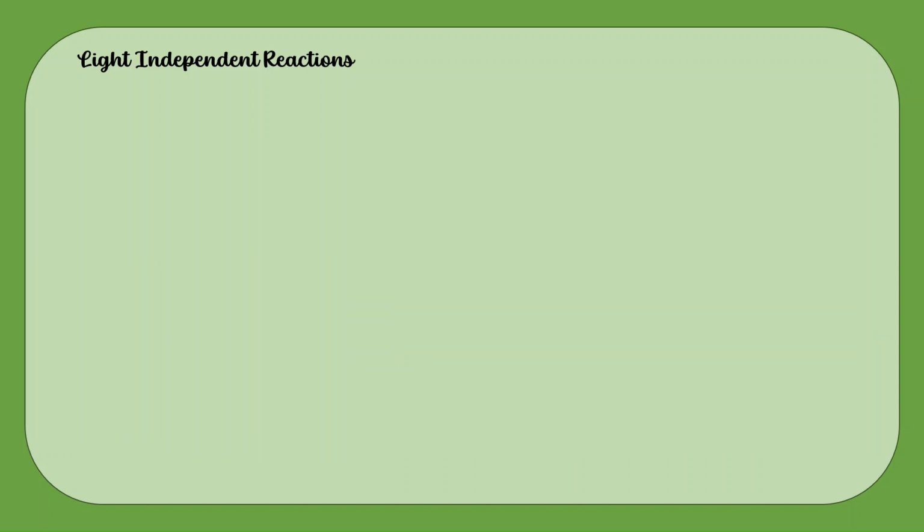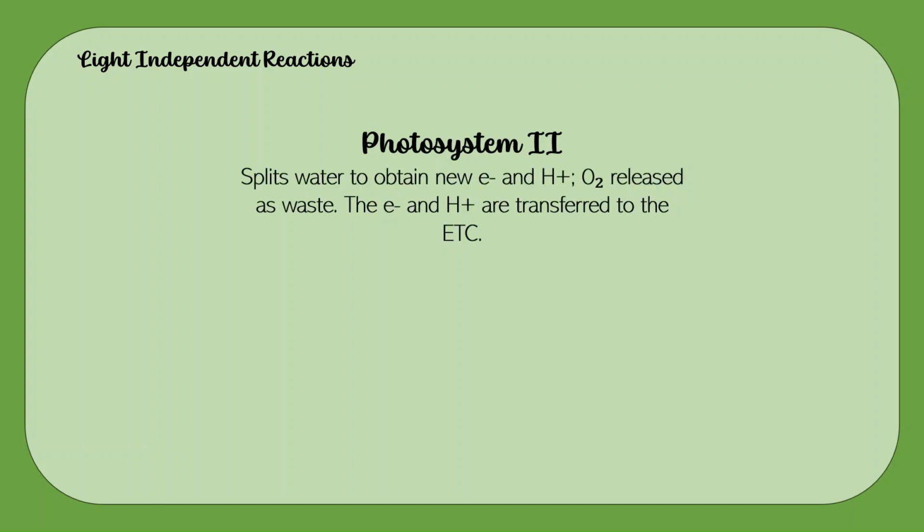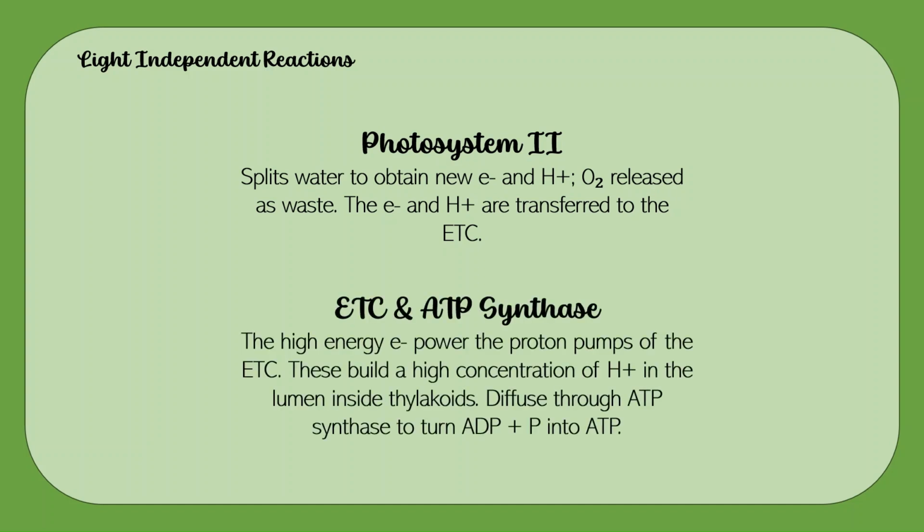So where do light reactions begin? It begins at photosystem 2, which splits water to obtain new electrons and protons, and oxygen is released as waste. The electrons and protons are now transferred to the electron transport chain, or the ETC. ETC and ATP synthase. The high-energy electrons power the proton pumps of the ETC.